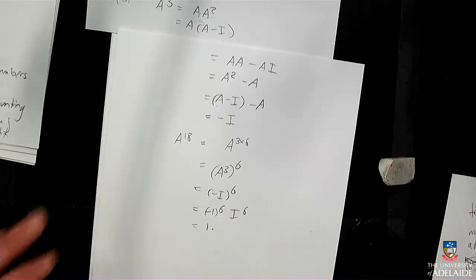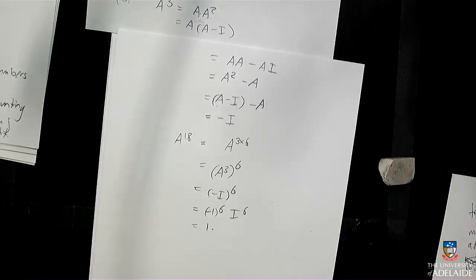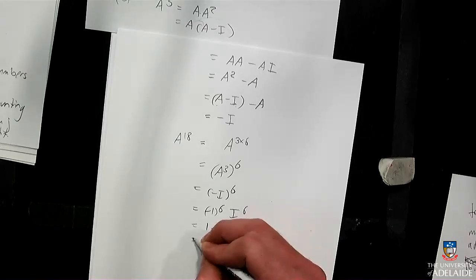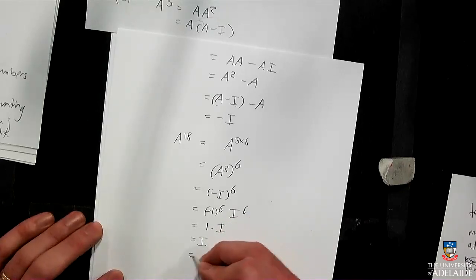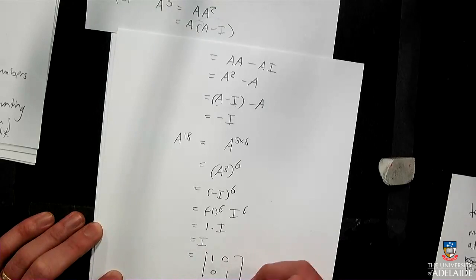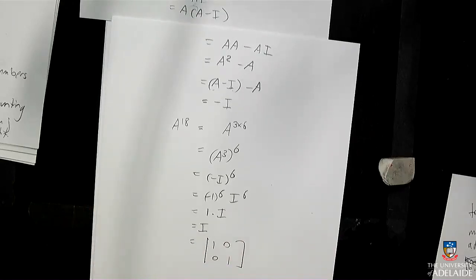And I to the power of 6, well, when I multiply I by anything, it doesn't change. So I times I should still be I, and I times I times I times I times I times I, I think that was 6, should still be I. And so this is 1 times I, which is I. So A to the 18 is the 2 by 2 identity, and just for completeness' sake, I'm going to write down the actual matrix that it is. Though technically, I probably didn't need to, because the person who wrote the original question knows what I means.